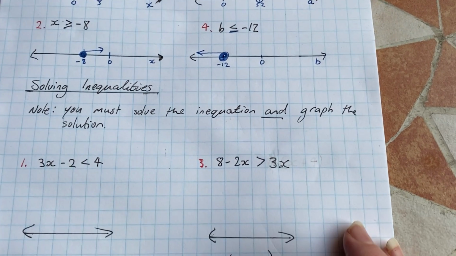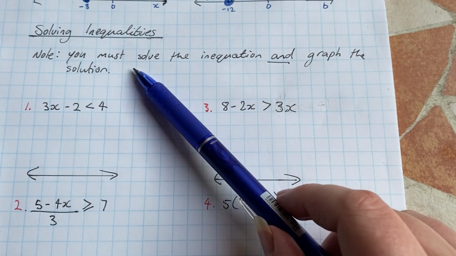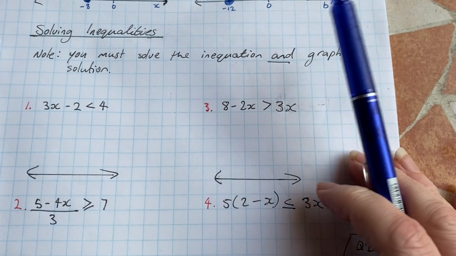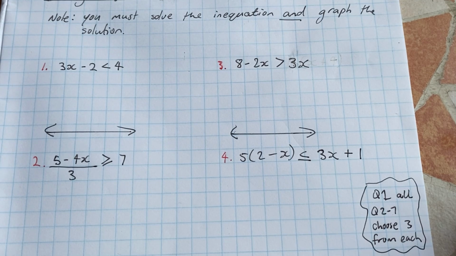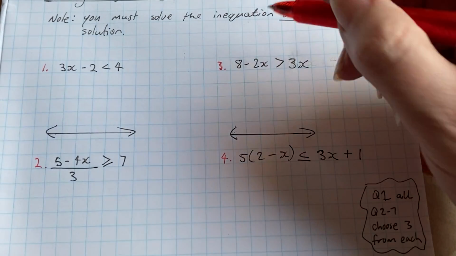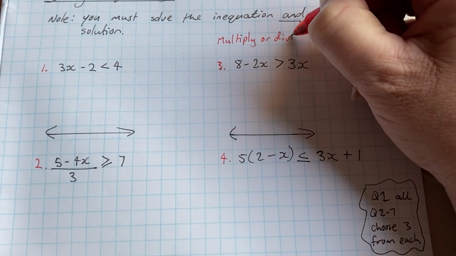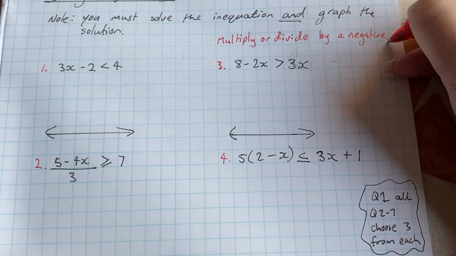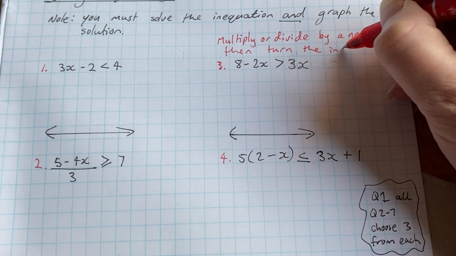Okay, let's have a look at some actual equation problems with that. So we're solving inequalities. So the note is you must solve the inequation and graph the solution. Okay, always draw a graph of your solution. So let's have a go. Now, when you solve these, one thing I haven't mentioned is that if you multiply or divide by a negative number, you must turn the inequality sign.